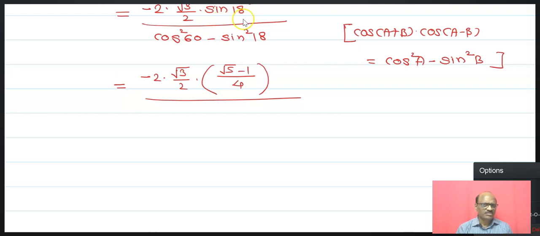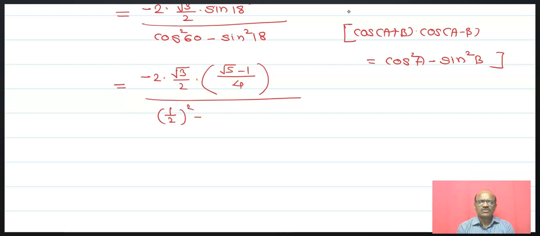Now you have to remember this value, that is, the sine of 18 is equal to root 5 minus 1 upon 4. In my next example, I have solved these examples. At that time, you remember this value. That is, the sine of 18 is equal to root 5 minus 1 upon 4. Now, see this here.